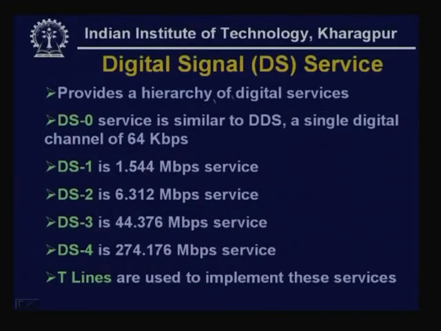As we know, the digital signal service used in the telephone network has a hierarchy of digital services. DS0 service is similar to DDS, a single digital channel of 64 kilobits per second, and as you know, DS1 has got 1.544 megabits service, DS2 has got 6.312 megabits per service, DS3 has got 44.376 megabits per service, and DS4 has got 274.176 megabits per service. And as we know, T lines are used to implement these services.